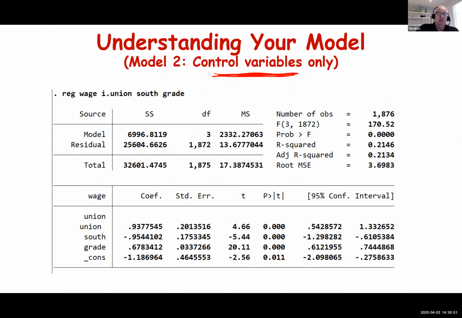So I don't even put a main effect in there. I just want to know, if these are the control variables I have, how much do they actually explain of the variation in my model. So in this case, I used union, whether they lived in the south part of town, and what grade they went through. Those are the three control variables I've got.